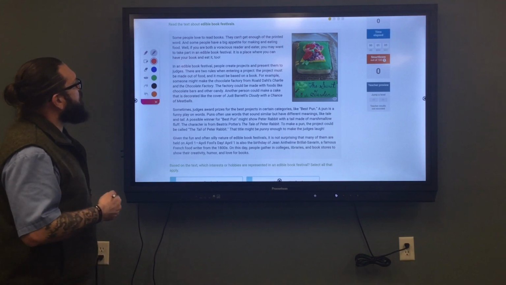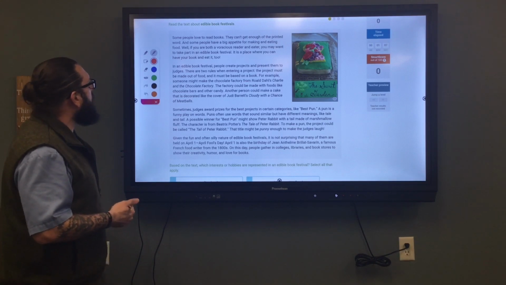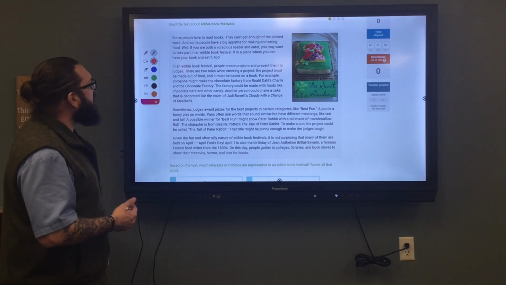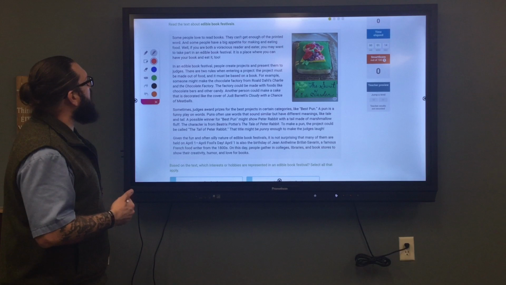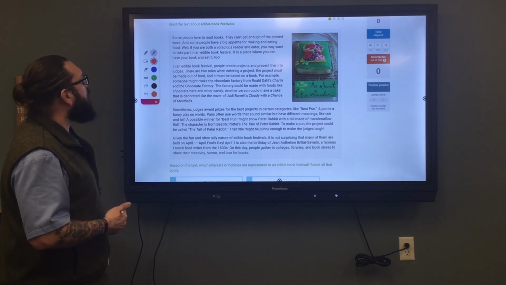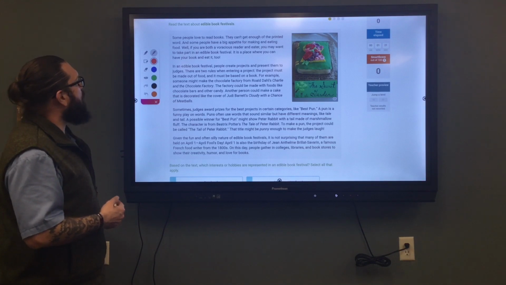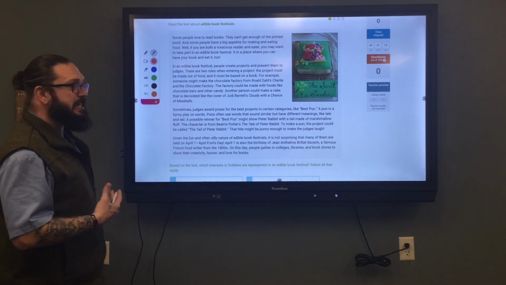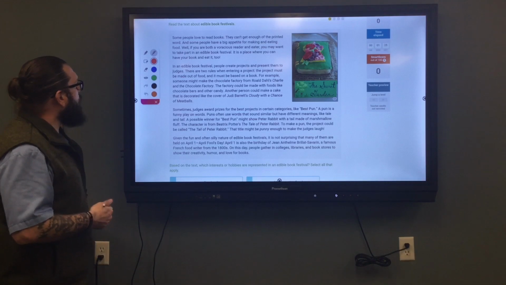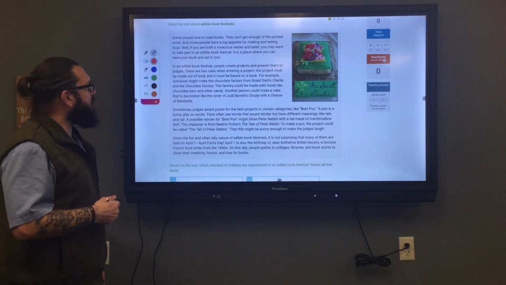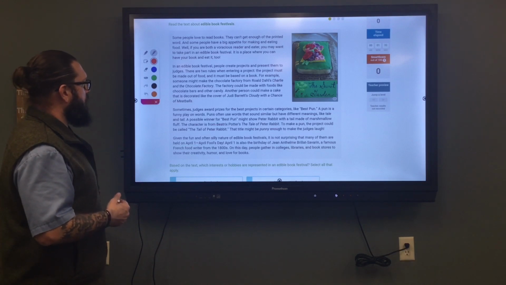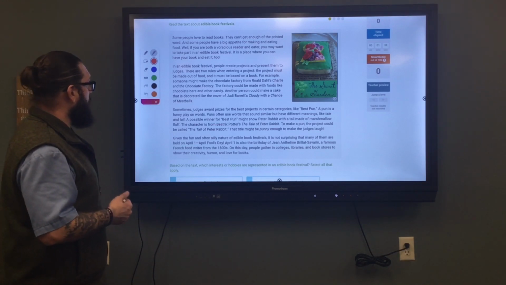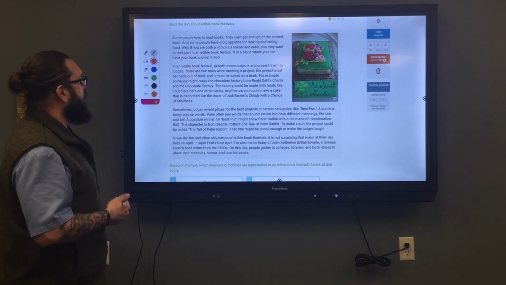Some people love to read books. They can't get enough of the printed word, and some people have a big appetite for making and eating food. Well, if you are both a voracious reader and eater, you may want to take part in an edible book festival. It is a place where you can have your book and eat it too. In an edible book festival, people create projects and present them to judges. There are 2 rules when entering a project. The project must be made out of food, and it must be based on a book.